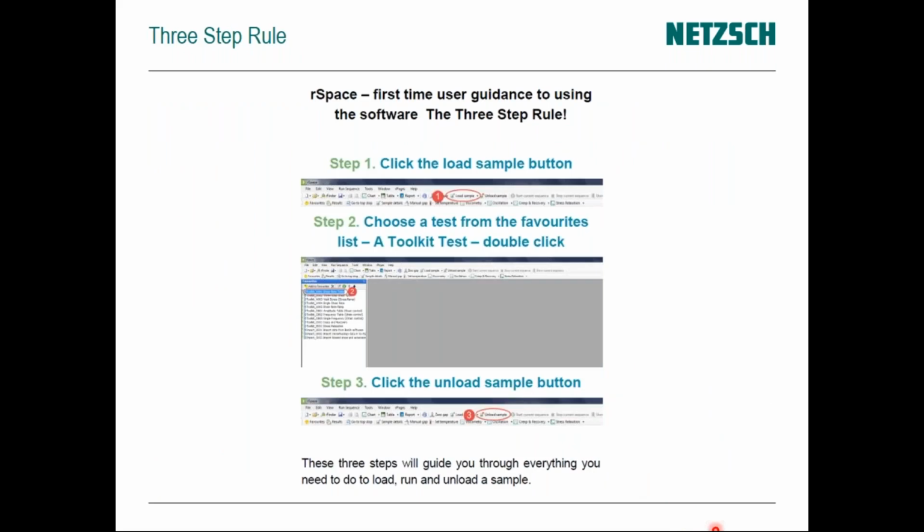It's very easy, but the 3-step rule is really how easy the software can be. The 3 steps are, if you want to run a sample, firstly you click load sample at the top of the screen here, step 1. Step 2, choose one of the tests in the toolkit. And step 3, click unload. It really doesn't get much simpler than that. Load the sample, run any of the pre-written tests, and then unload the sample, and that will get you data on your sample, and usually pretty good data because these are very well written sequences.